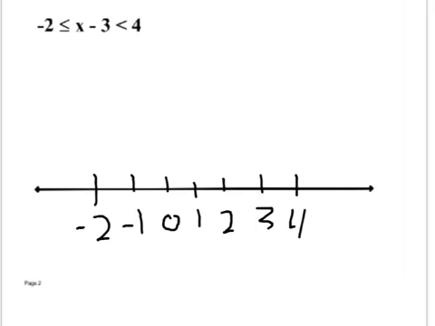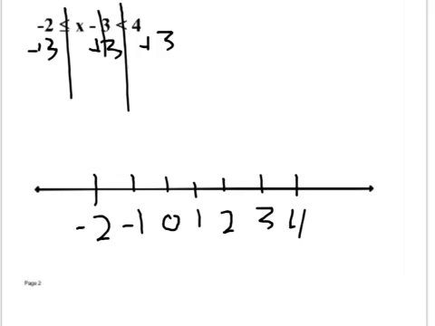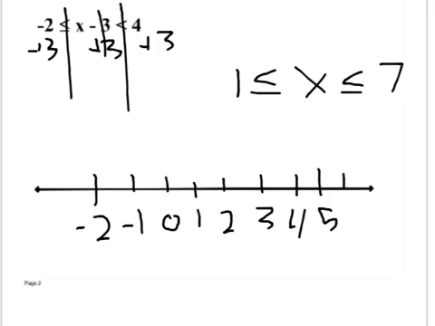What we do is we add 3 to each side, but there's 3 sides here. You treat it like this. -2 plus 3 is 1. 4 plus 3 is 7. So we graph this.